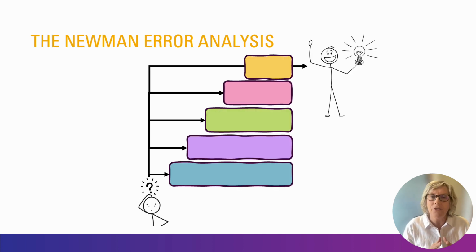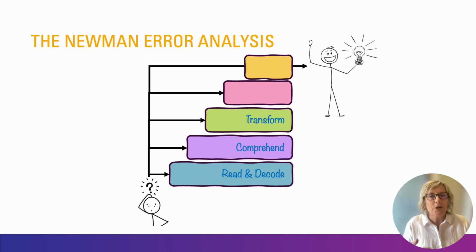Now, if you have not heard of Newman's error analysis, here is a quick summary. The analysis breaks down the 5 steps involved in solving a mathematical word problem. We start with reading and decoding, where the student reads the problem and decodes the words and symbols. The next step is to comprehend. Does the student make sense of what they have read? Transforming, where the student mathematizes the problem, that is, works out what mathematics needs to be done. Processing, demonstrating what to do to get that answer, and finally encoding, recording their final result appropriately.